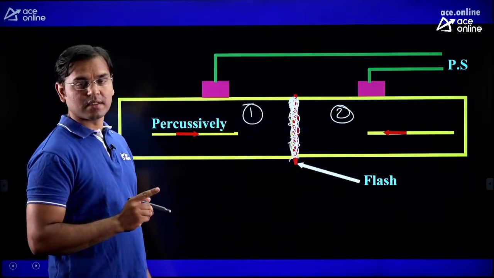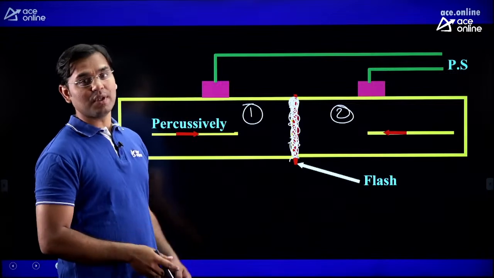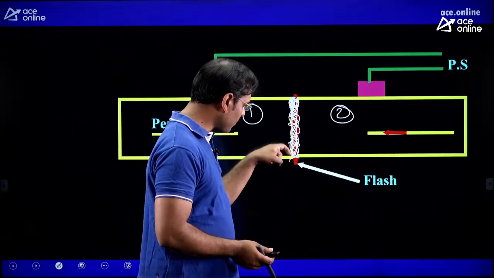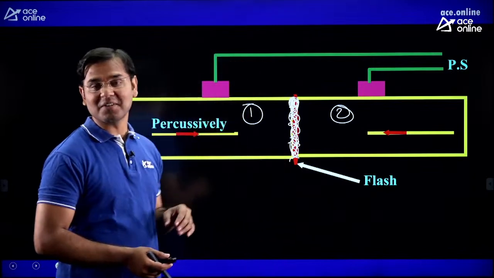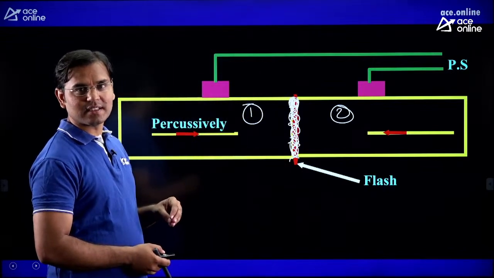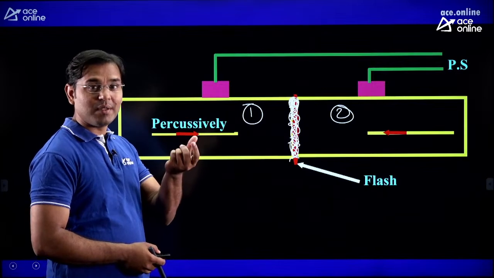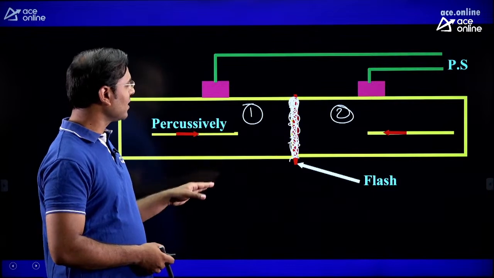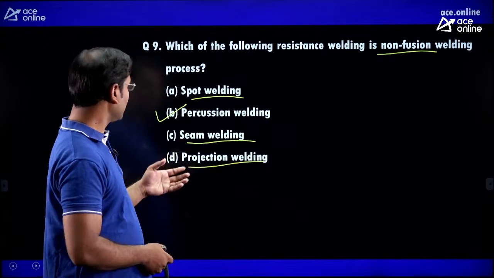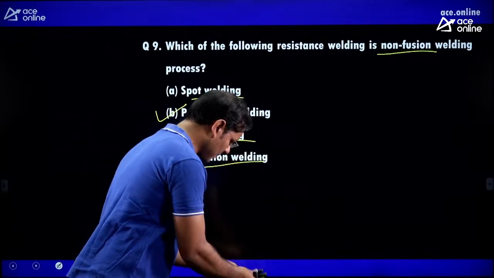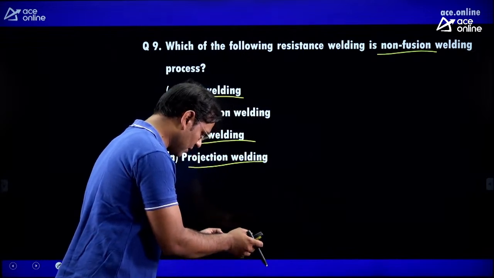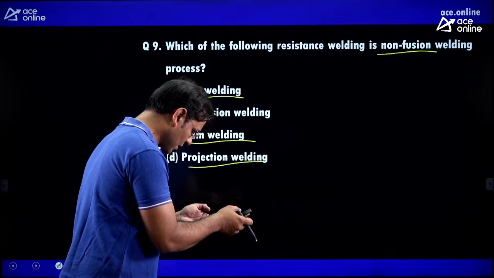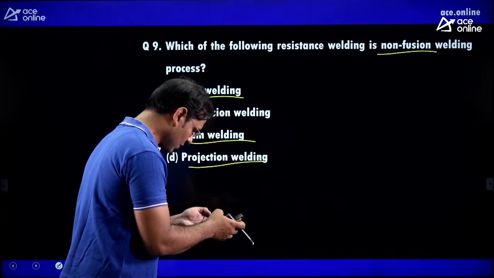Here the metal is not converting into liquid. If the metal were converting into liquid, then it could fall down. Hence it is not converting into liquid. Yes, it will be soft material, but it will not convert into liquid, and because it is not converting into liquid, we say it is a non-fusion welding method. Yes, very good answer. Pradhu, your answer is right.